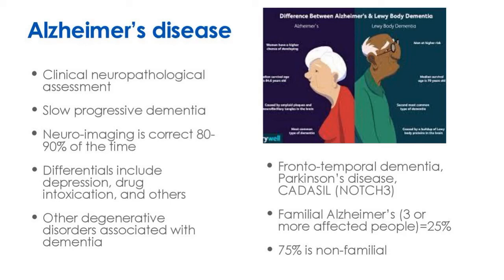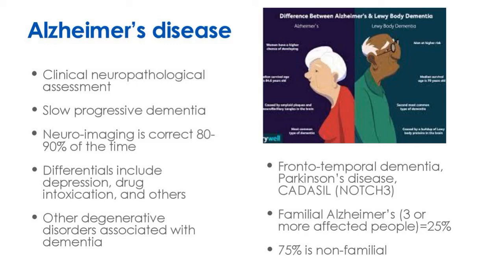Neuroimaging is used a lot of the time in the diagnosis of Alzheimer's, and there are many differentials to Alzheimer's disease, which include depression and drug intoxication among the non-genetic ones, and then there might be other degenerative disorders such as Lewy body dementia, frontotemporal dementia, Parkinson's disease, and then CADASIL. CADASIL is one of those genetic conditions that can be assessed by genetic testing of the Notch3 gene.